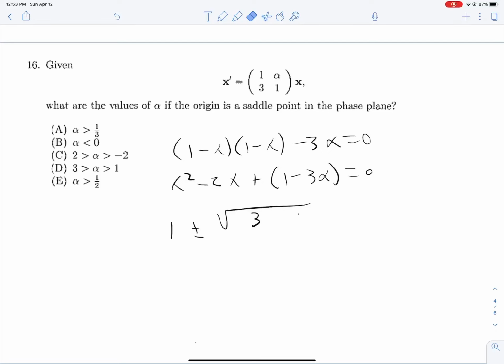If we have 4 in here, this will give us a negative value because it's able to subtract more than 1 from this 1, so we end up in the negative. So this alpha just has to be bigger than 1/3. As long as it's bigger than 1/3, we will end up in the negatives and in the positives.